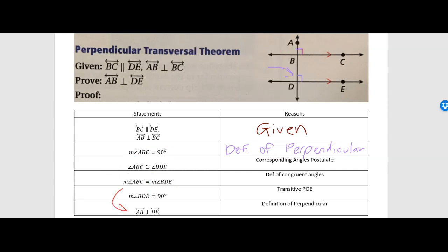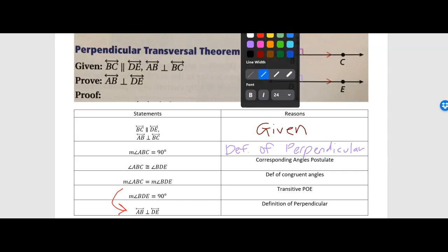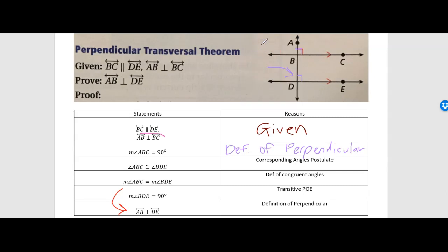The definition of perpendicular can be used to show that two lines are perpendicular if they form a 90-degree angle. You can also go the other way, right? You can say if two lines are perpendicular, then they will form a 90-degree angle by the definition of perpendicular. Okay, and if you want to say the definition of perpendicular lines, that's fine.